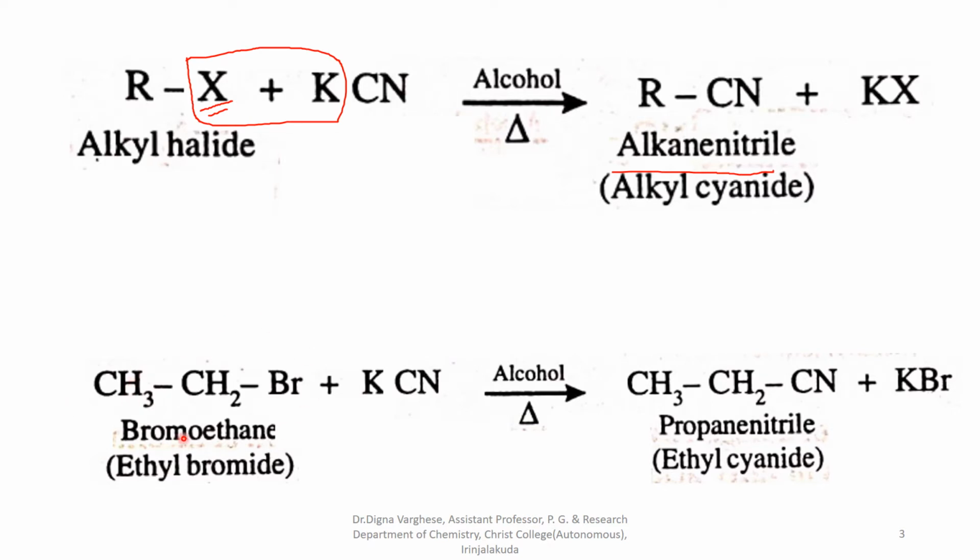In general, here you can see the general example. Bromoethane reacts with alcoholic potassium cyanide. On heating, the bromide ion is substituted by cyanide ion, forming propane nitrile or ethyl cyanide and potassium bromide. Here, three carbon atoms are present, so the main carbon chain is propane. The nitrile group is attached to this, so it is propane nitrile or we can say ethyl cyanide.